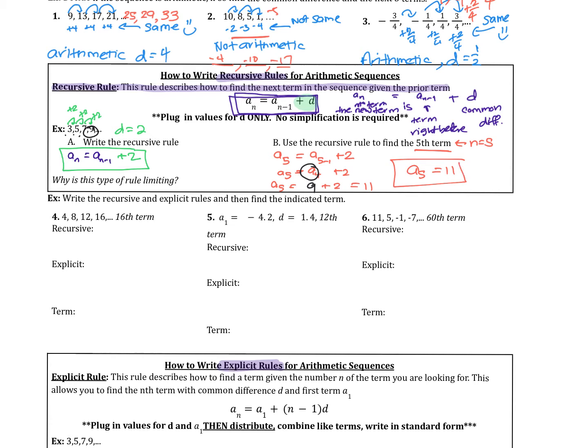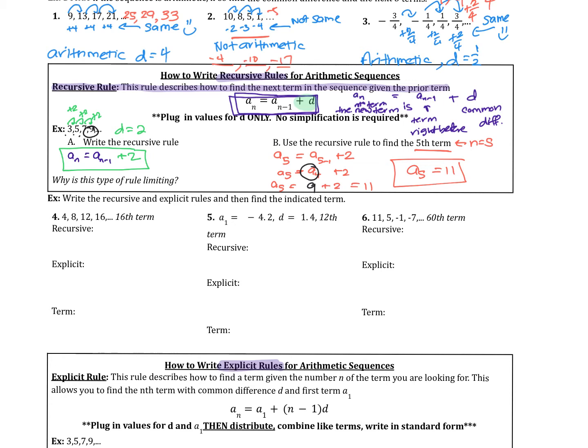And notice I'm not just writing 11, I'm writing a sub 5 equals 11 because there's an infinite number of terms in this sequence, but we're just being asked for the fifth term. And how do we find the fifth term? We take the fourth term and we add our common difference, which is 2.